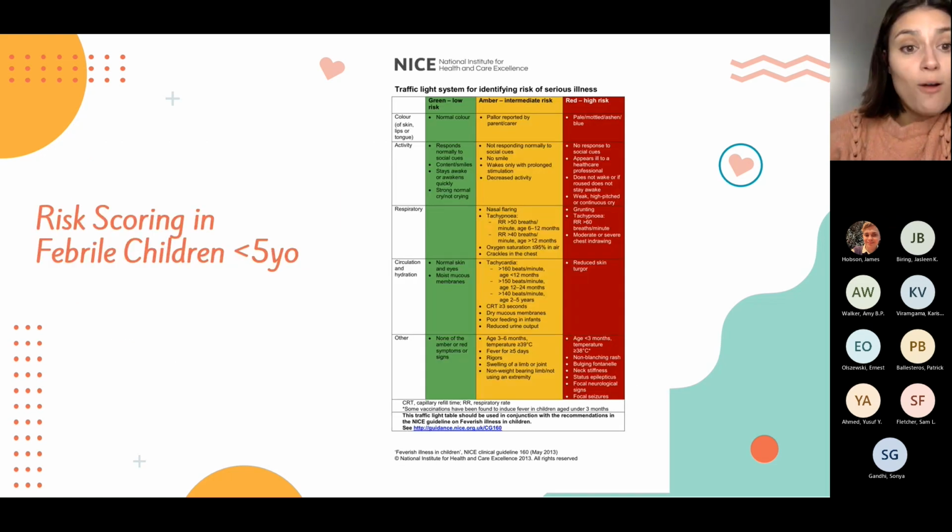There's a really helpful risk scoring tool. A lot of the time these will be printed out in paediatric EDs, so that'll help you out. It helps you identify, and this is for kids under 5 years old with a fever, so it's specific, whether they're low risk, intermediate risk, or high risk, and then what you'll do about it.